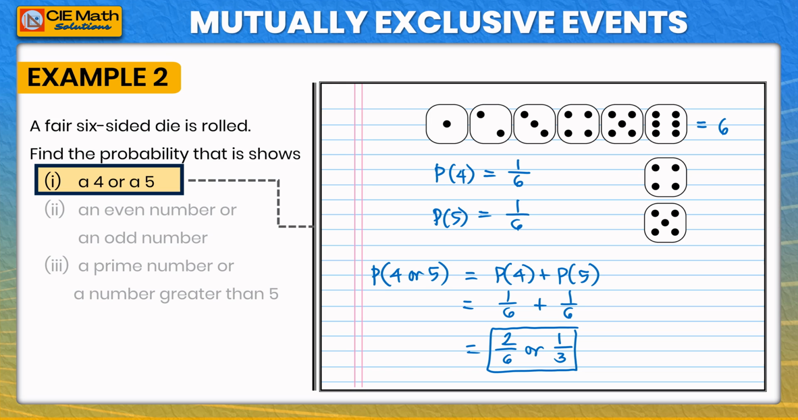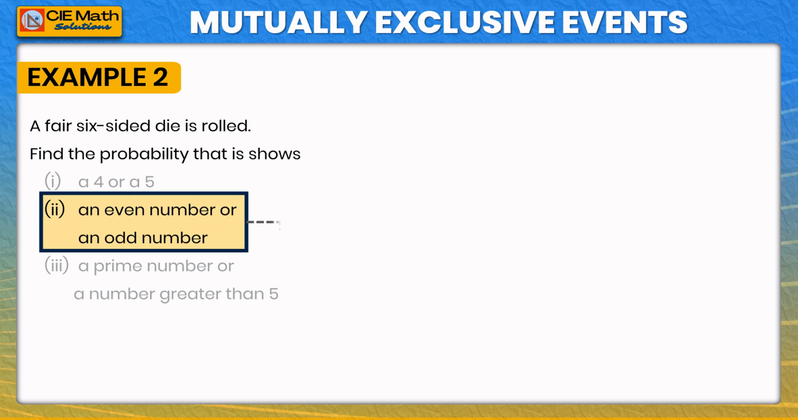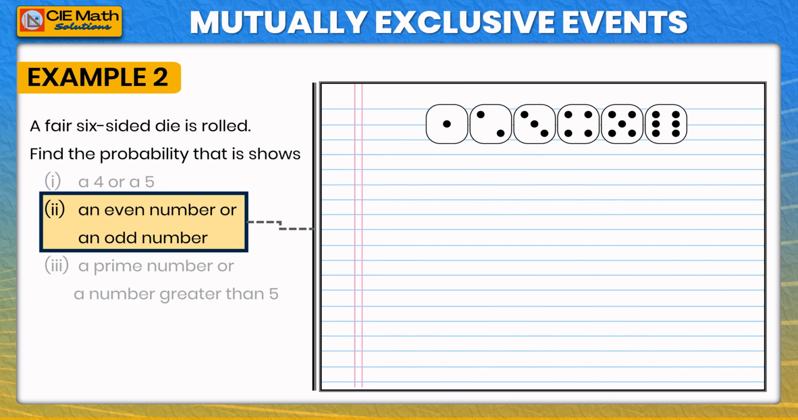The second item. Find the probability that it shows an even number or an odd number. Again, there are 6 possible outcomes.